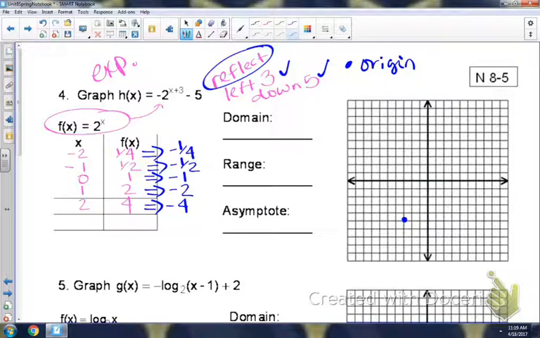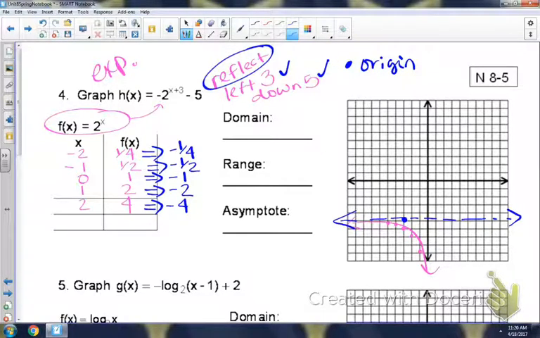Alright, so now I'm looking at that blue point, that's my new origin, and I'm plotting the points from our table. So left 2, down 1/4, left 1, down 1/2, and then 0, so we're not moving, but we're going down 1, 0, negative 1, and then 1, negative 2, so right 1, down 2, and right 2, down 4. It's exponential, so remember it's approaching that horizontal line. So there's our horizontal asymptote. It should go through that origin point that we shifted.